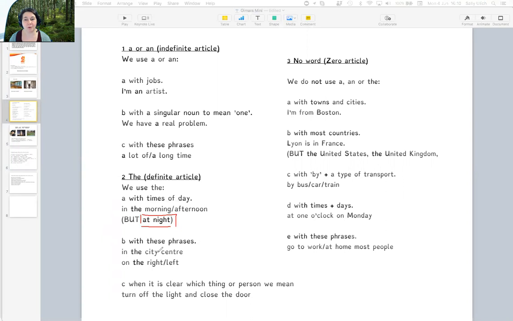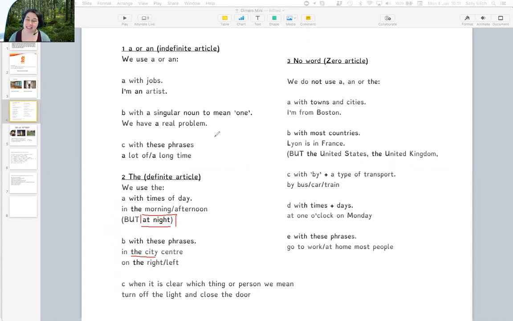We also need the when we're talking about the city centre. So there are many cities and many centres, but usually I'm talking about my local city centre. You'll find the pharmacist in the city centre. So the thing is obvious which one we mean. If I say to you, please turn off the light, I don't mean any light, some light anywhere. I mean this light, the one here. Close the door, this door, not any door.